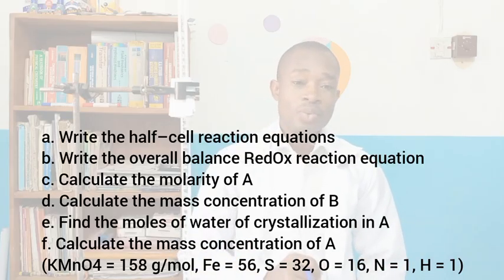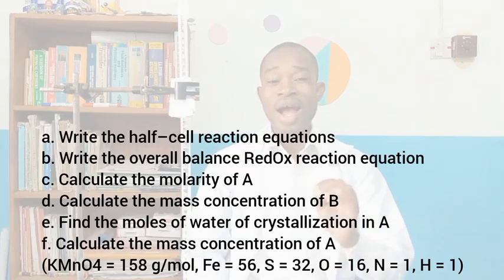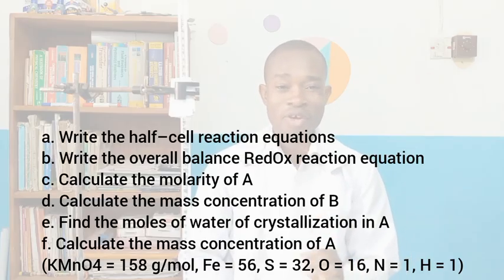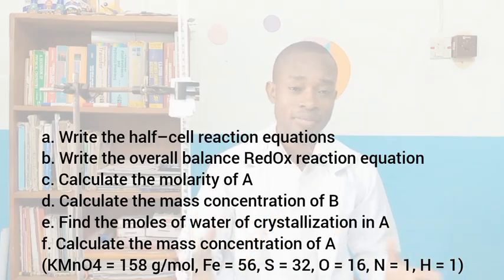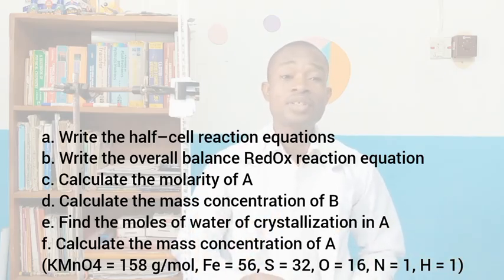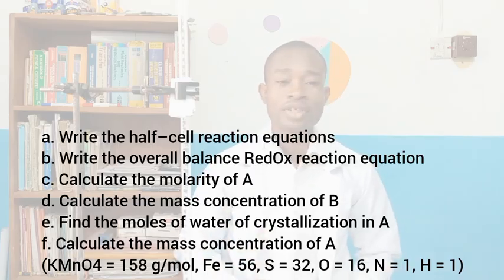C, we will determine the molarity of A. Remember, A is our ammonium iron 2 sulfate crystals. Okay, we are going to determine the molarity of this substance, our analyte. Question D, we are going to determine the mass concentration of B. B here is the potassium manganate 7. So we'll get the mass concentration.